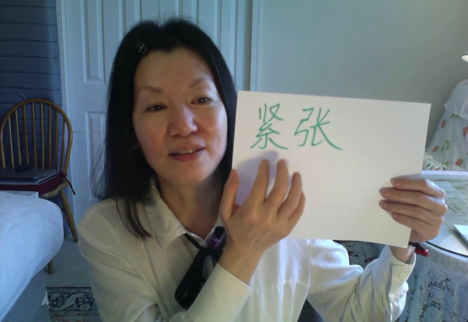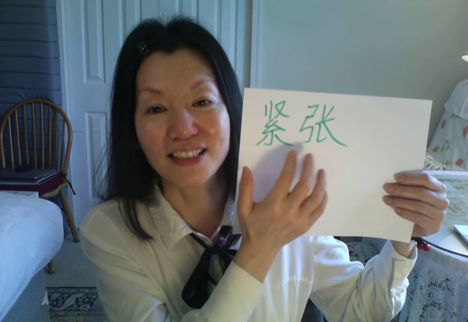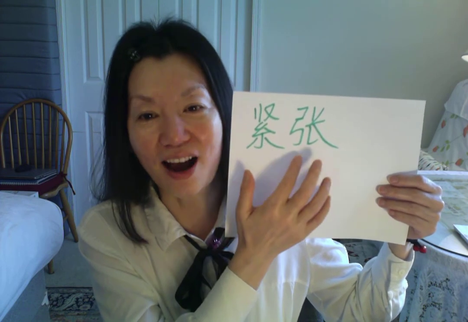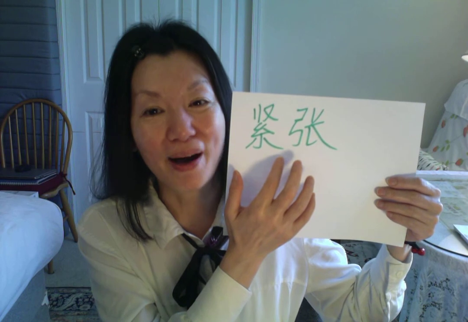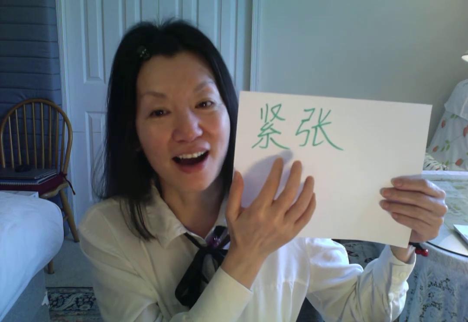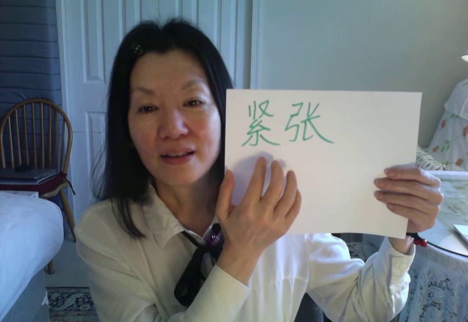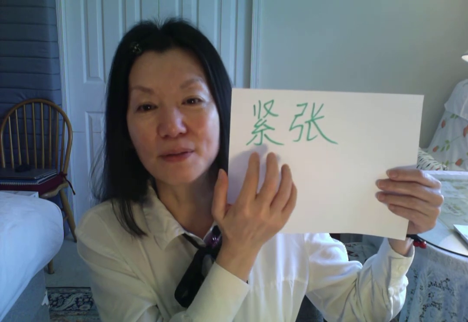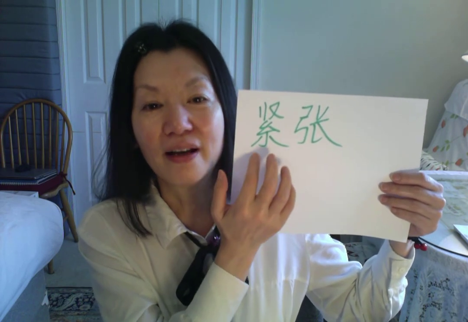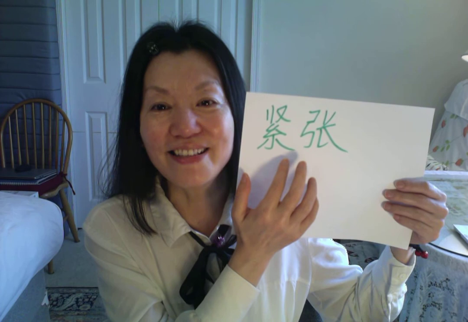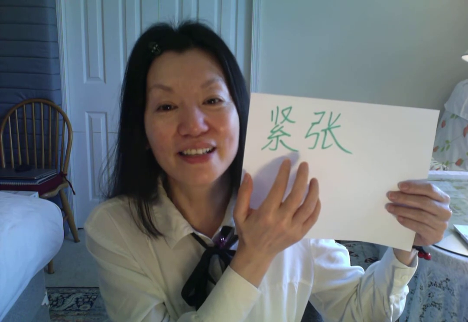紧张, when I'm talking about time, it means I don't have time. 我的时间很紧张, my time is tight, that means I'm so busy, I don't have time. 紧张 for time means busy, don't have time; for feeling, nervous. 他很紧张, he or she is so nervous.